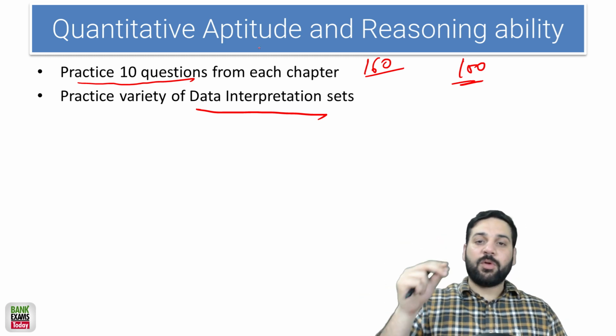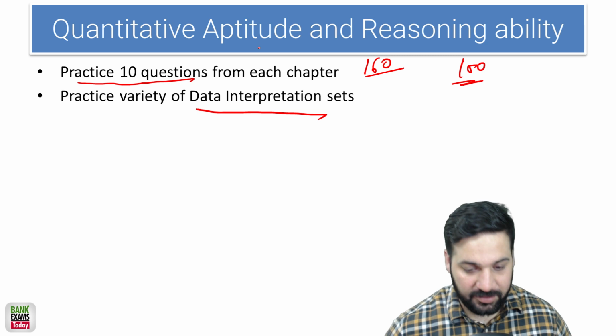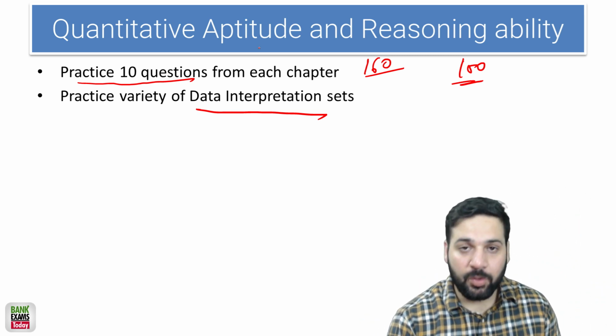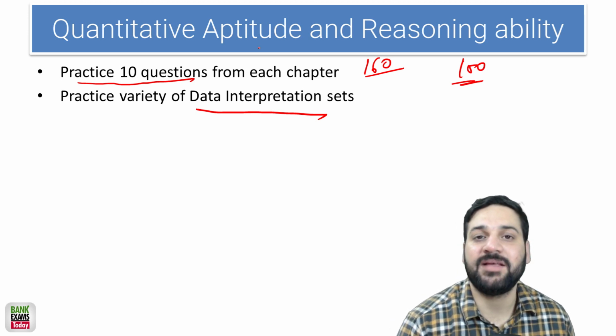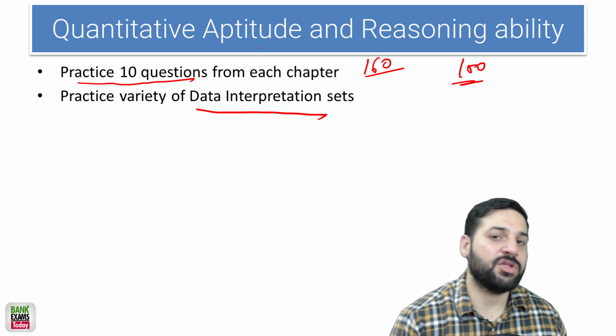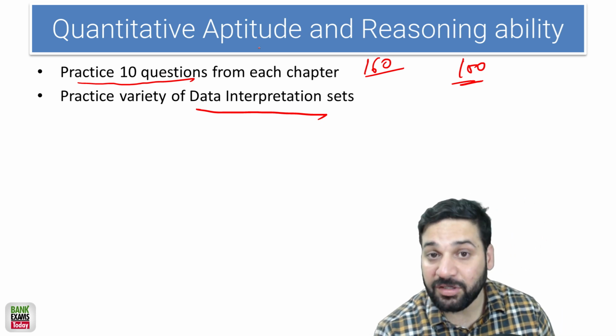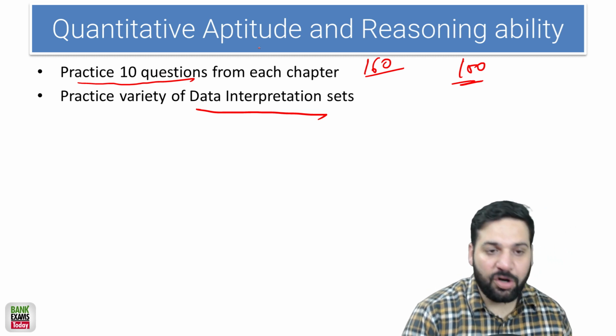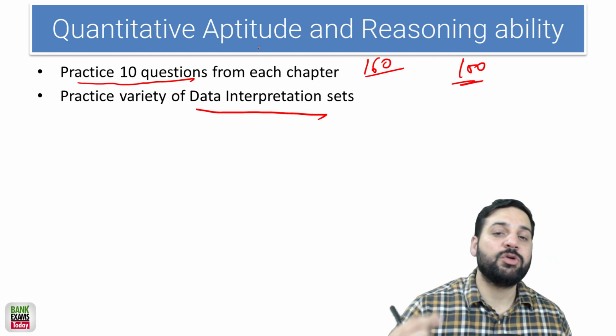So my tip for the quantitative aptitude and reasoning ability sections is, please do not avoid these sections. I know there are a lot of students who are avoiding these sections. Right now they are preparing for phase 2 and for the general awareness, but that would be a disaster. Even if you don't want to spend a lot of time on these sections, you need to do the practice.